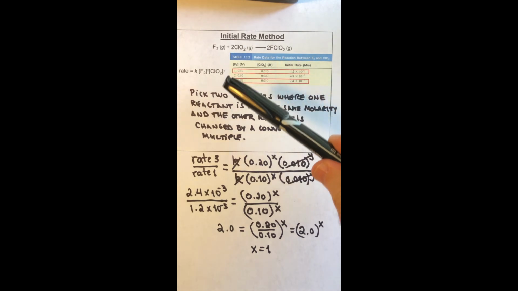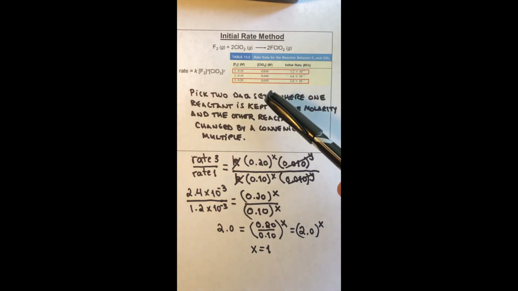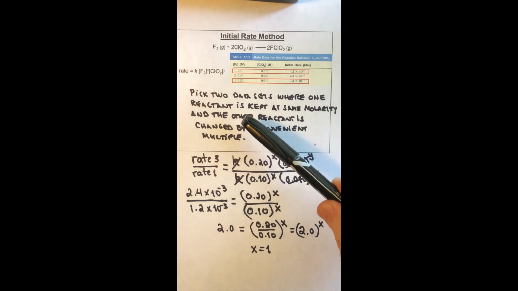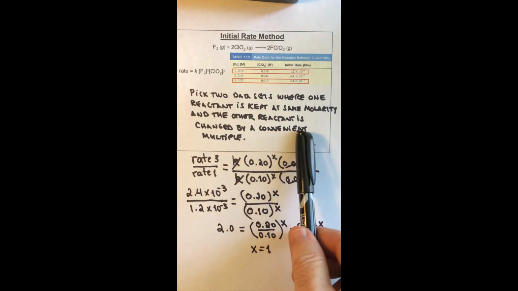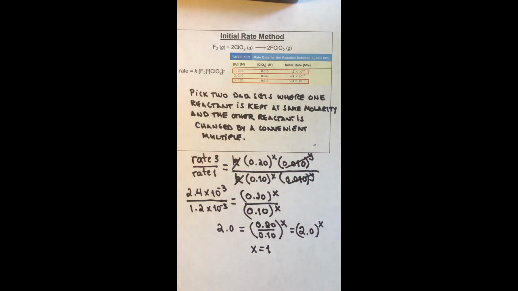Again, you're going to be given a table with concentrations and rates, and you'll have to pick sets of 2 in which one reactant is kept constant and the other one is changed, usually by a convenient multiple. You double or triple the concentration, and then you measure the initial rates and you calculate what the ratios are and you solve for the value of X.